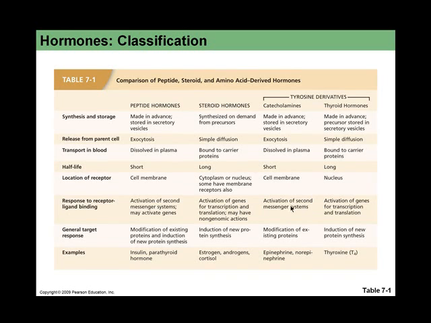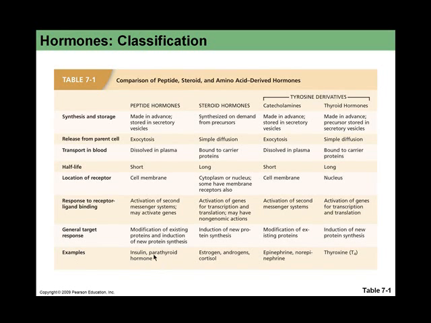So the water soluble is the activation of second messenger systems, and then of course the binding to the receptor in the nucleus is going to have an immediate direct effect on gene expression, so the transcription rate, and thereby impact on translation. So general target response for the peptide hormones: modification of existing proteins and induction of new protein synthesis. And the effects on transcription, obviously new protein synthesis. The catecholamines on the cell membrane receptor activating second messenger is going to modify existing proteins. And then obviously the thyroid hormones right at the nucleus going to affect new proteins.